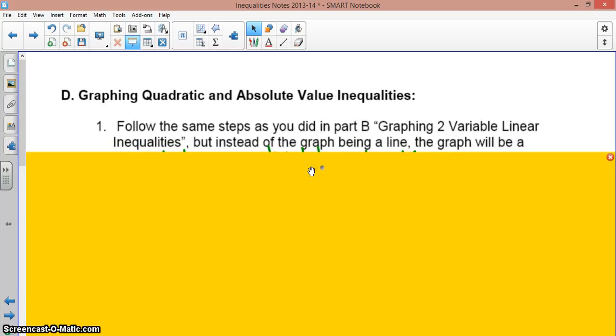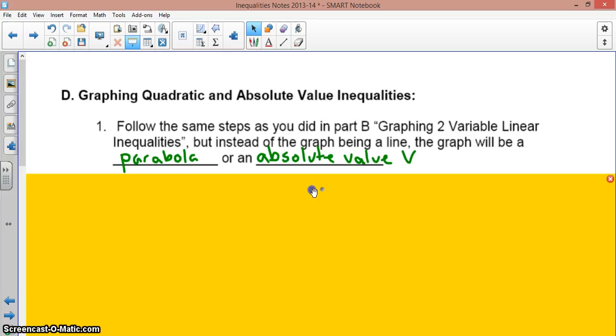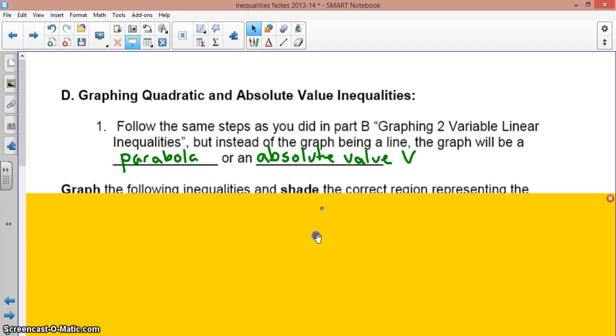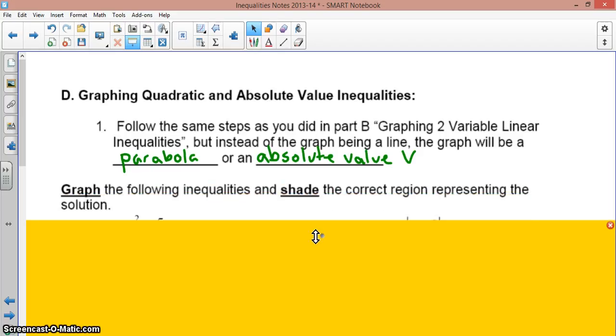You're going to follow the same steps as you did in Part B of the notes from yesterday, graphing two variable linear inequalities. But instead of the graph being a line, the graph will be a parabola or an absolute value V, depending on whether you have a quadratic or an absolute value function given to you. So it's really pretty simple. You're just going to have a different shape on your graph now.